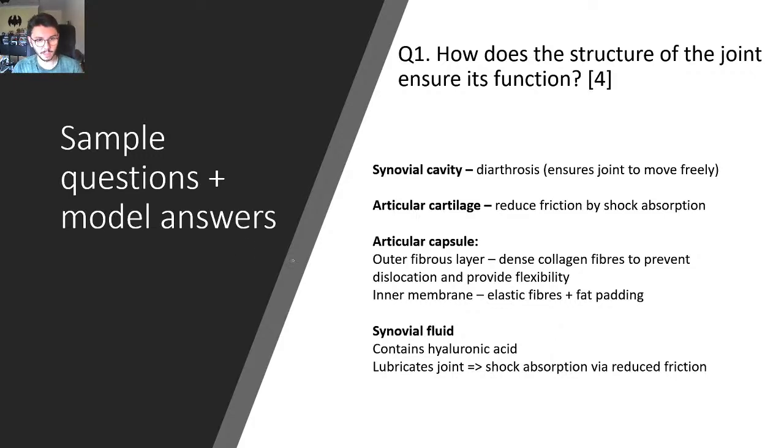So the more viscous your synovial fluid, so the more thick it is, the less mobile you are. So if you can think about it, imagine your bones are moving in something very viscous. So honey is very viscous. It's quite difficult to move through honey.